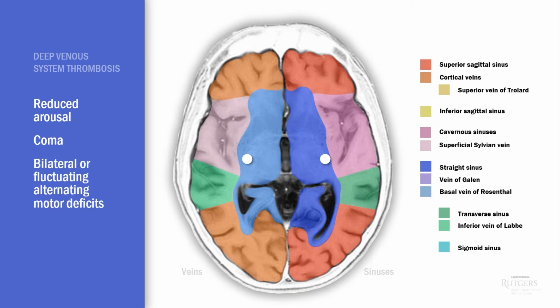Motor deficits may be bilateral or fluctuating and alternating, one side then the other. This probably happens because of the edema in the motor tracts in the internal capsule and the midbrain. Again, I'm being deliberately vague here since the anatomy involved will dictate the deficits, and anatomical distribution is less precise with venous thrombosis.